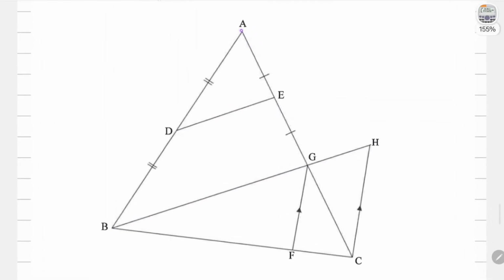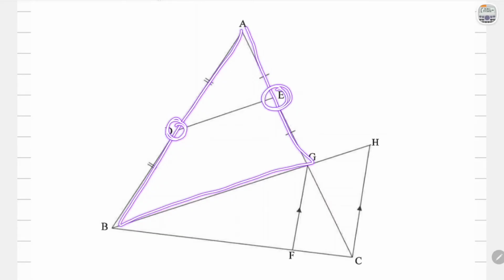Well, looking at this diagram with this triangle over here, you can see that D is the midpoint of AB and E is the midpoint of AG. This is the midpoint theorem that we can use here. Okay, not the converse, the midpoint theorem.